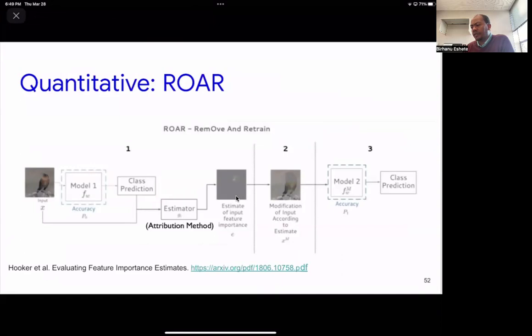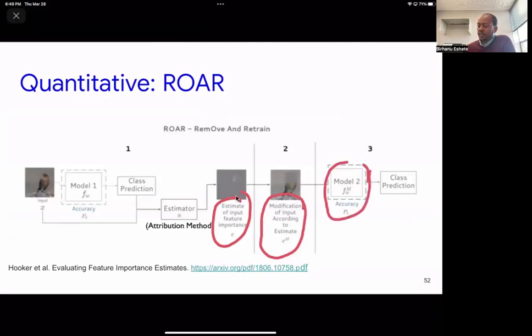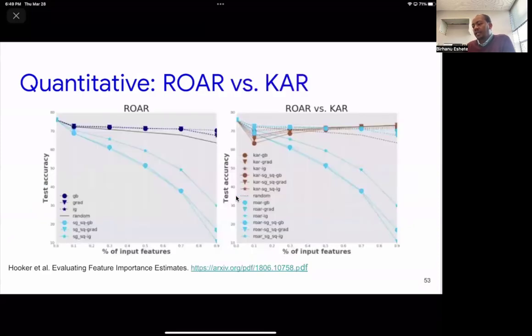This is an illustration of the quantitative approach, remove and retrain, where you start with the estimation of the input feature importance over here, and then you modify the input according to the estimate, and then you evaluate the model and look at the prediction to see if the model is giving the right prediction or not. If it is giving the right prediction, the feature is not important, otherwise it is. And this is a plot coming from this paper that compares the different approaches for remove and retrain, and a comparison between remove and retrain and keep and retrain.